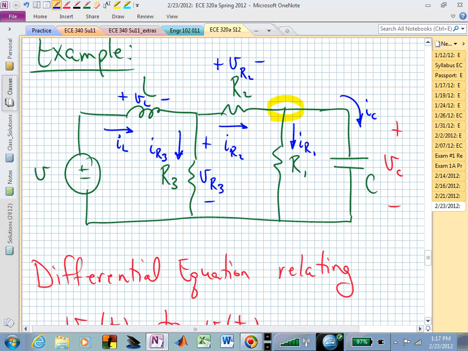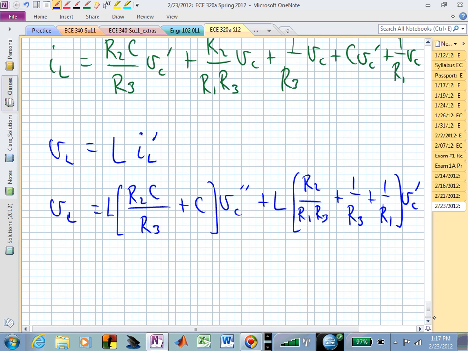And now you simply have to write down what those are, and you didn't have to do any matrix multiplications or inversions to try to find equations governing this differential system. We now know that V, the source, is V sub L plus V sub R sub 2 plus V sub C.